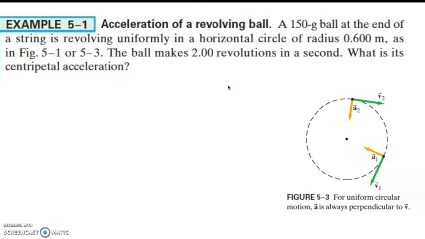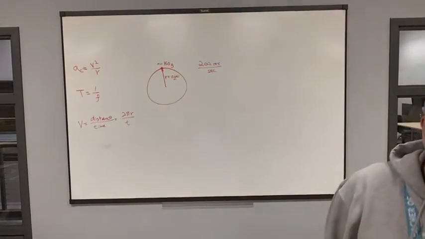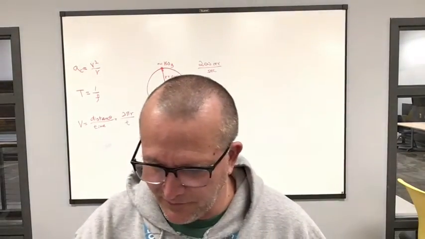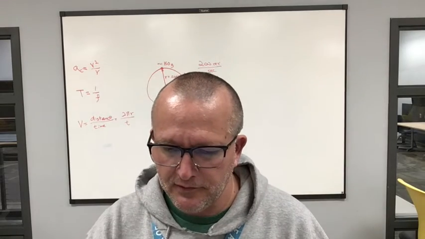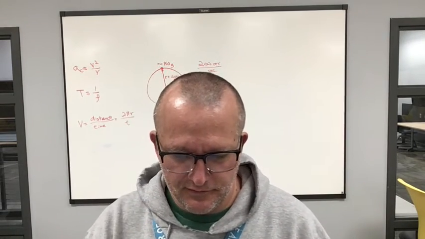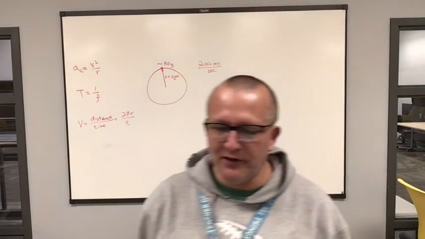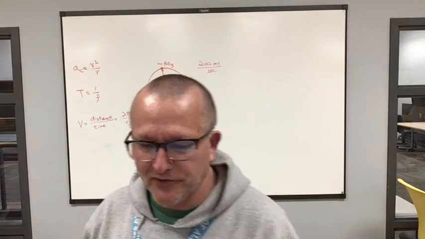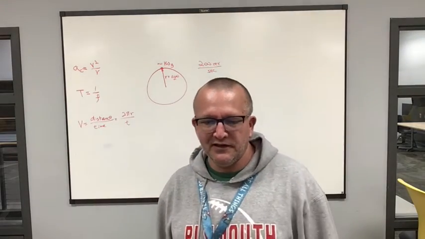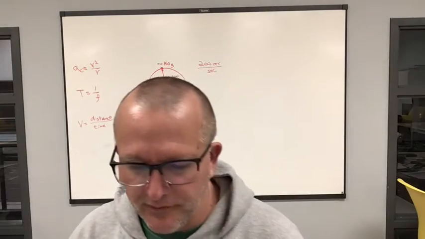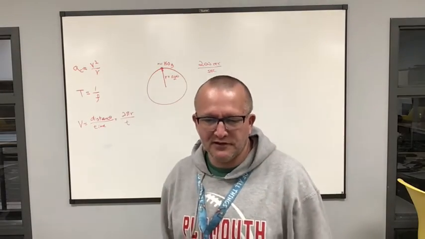So acceleration of a revolving ball. A 150-gram ball at the end of a string is revolving uniformly in a horizontal circle of radius 0.6 meters, as you can see in this diagram, right? The ball makes 2 revolutions in a second. What is its centripetal acceleration? Do it now. All right, so you read the problem. The problem says, a 150-gram ball at the end of a string is revolving uniformly in a horizontal circle of radius 0.6 meters. And there's a diagram there. The ball makes 2 revolutions in a second. What is the centripetal acceleration?